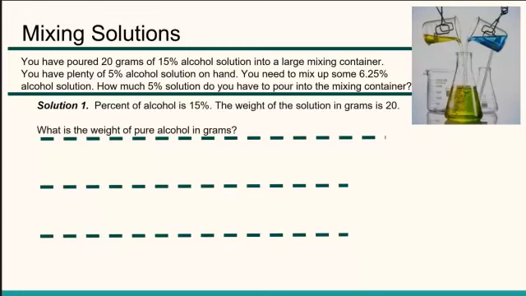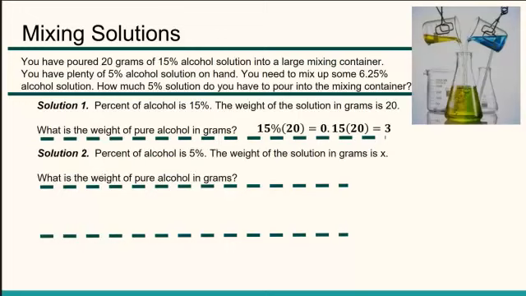So first up, in solution 1, exactly what's the weight of pure alcohol that I've got in there? Well, the percent of alcohol is 15%. The weight of the solution is 20 grams. So the weight of pure alcohol in grams, I'll just do what I did before. 15% times that 20 is 0.15 times 20, and I get 3 grams of pure alcohol in that Erlenmeyer flask.